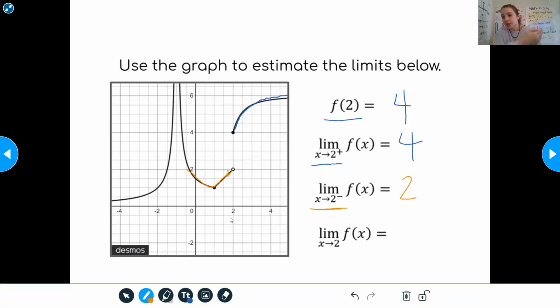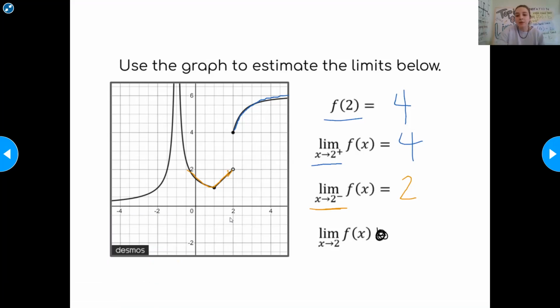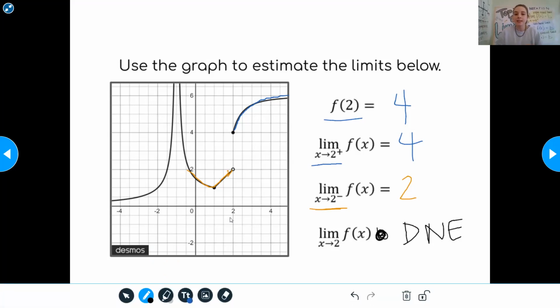That leads us to our general limit, and this is where we need that essential knowledge that I just gave you, right? We'll notice that our right-hand limit is 4 and our left-hand limit is 2, which means our general limit, or the limit as you approach both sides, actually is not equal to anything. It does not exist, okay? The general limit does not exist because your left and right-hand limits are not equal to the same number.